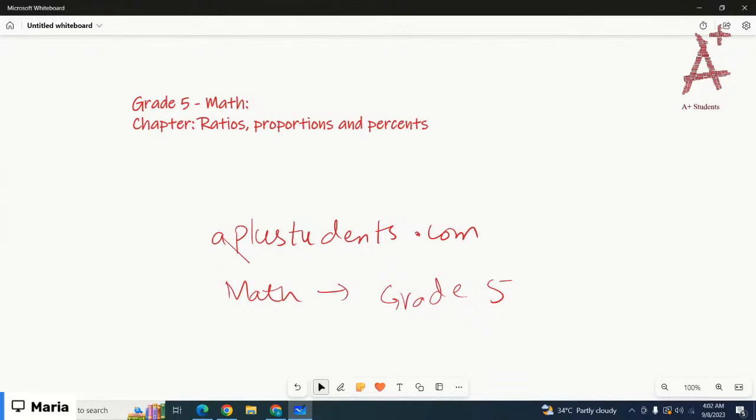We're going to start with the chapter ratios, proportions and percents. So let's just start with the chapter. We're going to start with the very first lesson from the chapter, that is ratio tables. So let's just start with the lesson. Okay, let me just write down the lesson name.